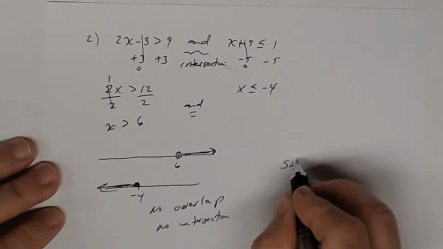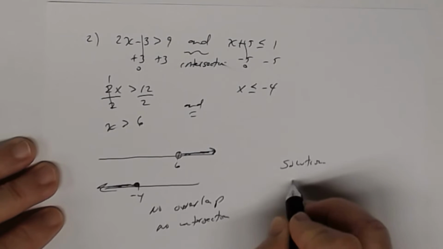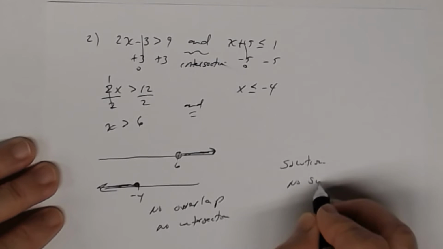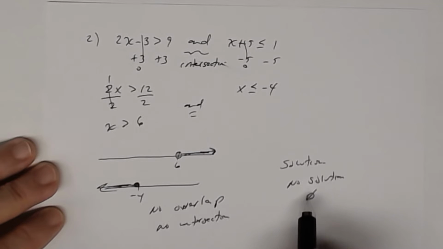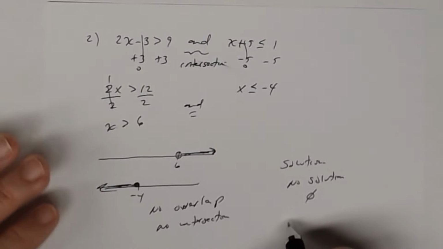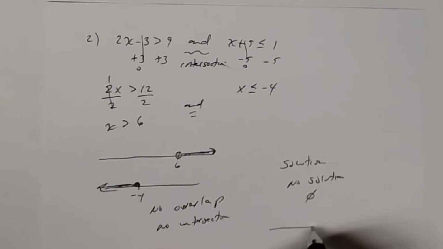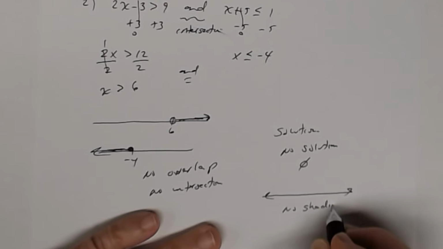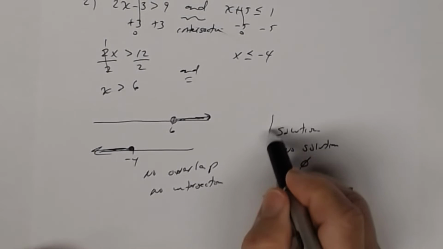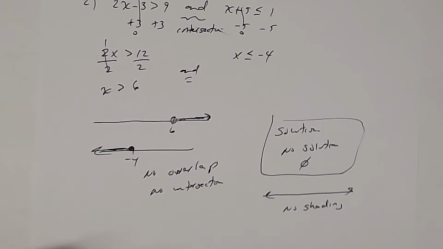And so therefore your solution, just what you're going to say, you're going to say no solution, or you're going to say the empty set. Okay, something like that. Now, usually though, a graph will be listed here, right? So leave it blank. Leave the graph blank. So there's no shading. All right, so there's your solution. So it's just the empty set, no solution.